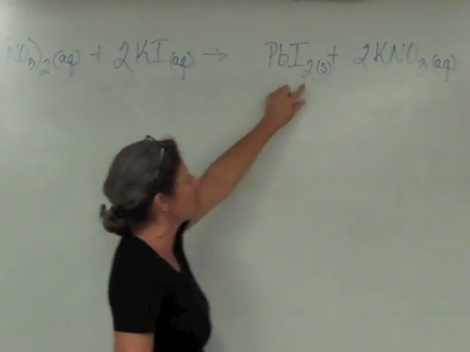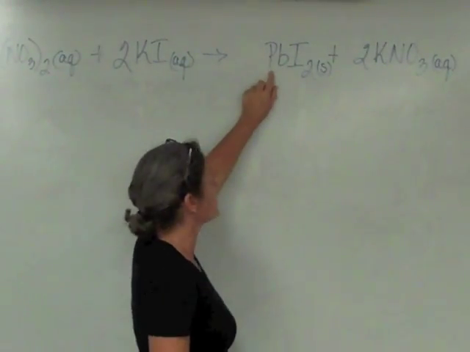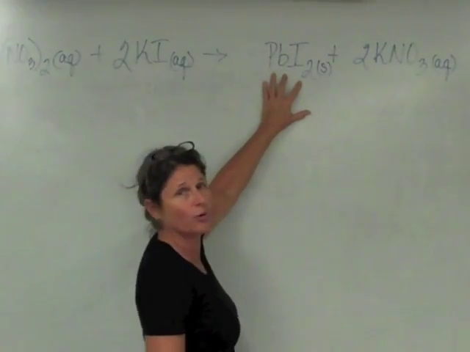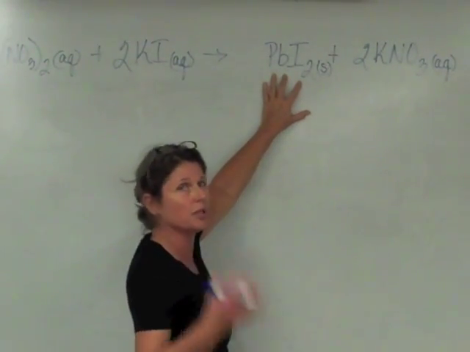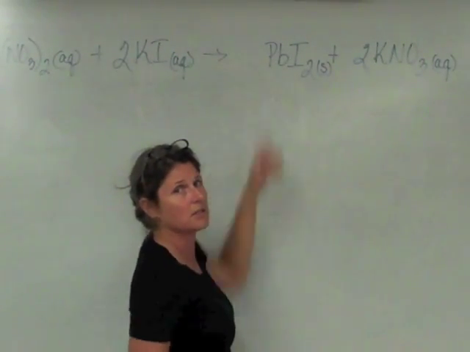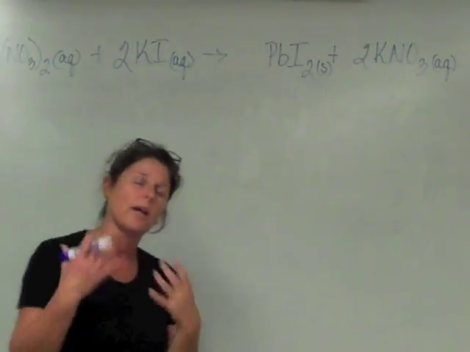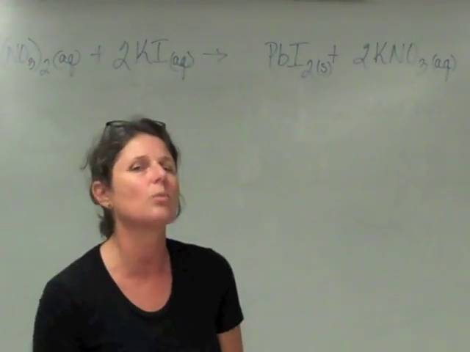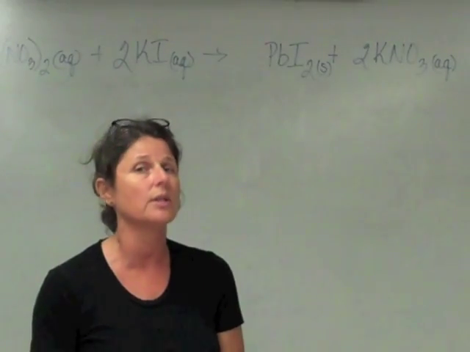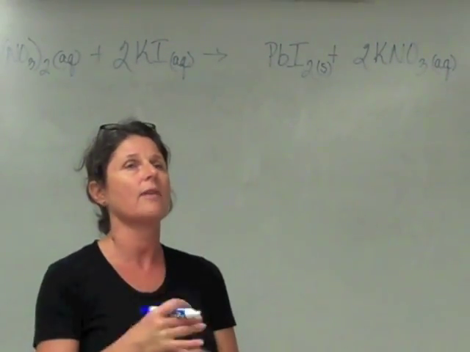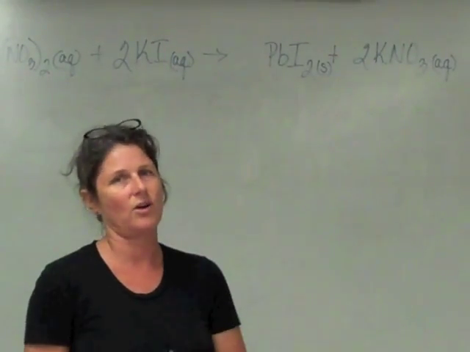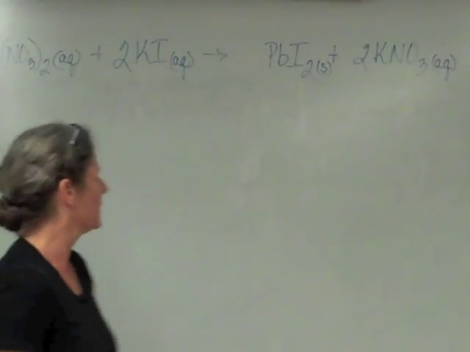Okay, why do I have the subscript of 2? Because this is lead(II). This is an ionic compound. In order for it to be electrically balanced, I'm going to need 2 of these 1- iodides. So this is where we have to know the ions. This is where we have to know how to write compounds. We've done practice with it, but we haven't put that knowledge into practice, and this is where we're going to have to do it.